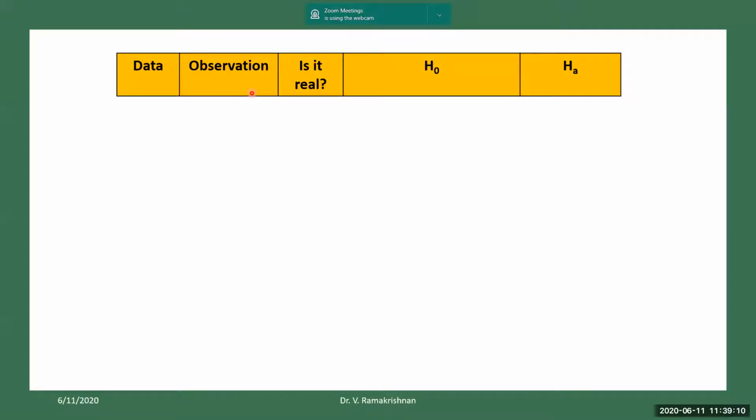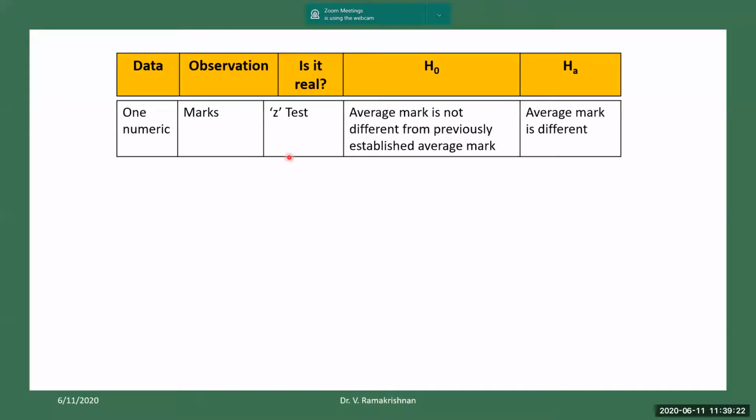Please note, we are going to question only the null hypothesis. The one and only question we are making is on the null hypothesis. Is it real? And then we are making two statements: the null hypothesis statement and the alternative hypothesis statement. Now, suppose the data is one numeric. That is marks. He has taken the example. I will take the same example. Students are there in the class. Take 30 students.